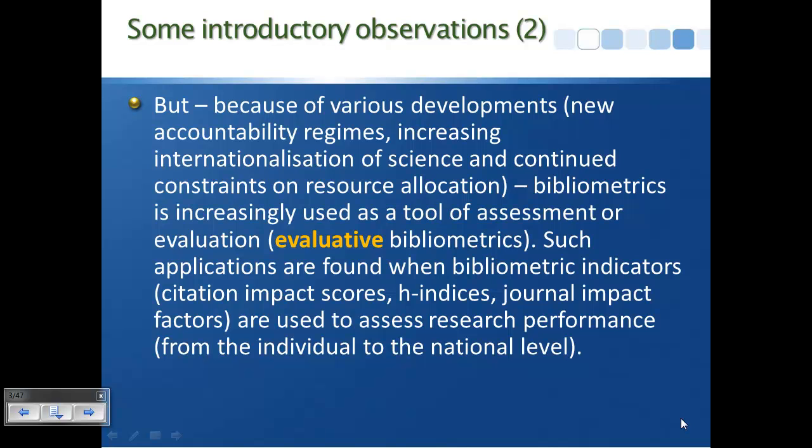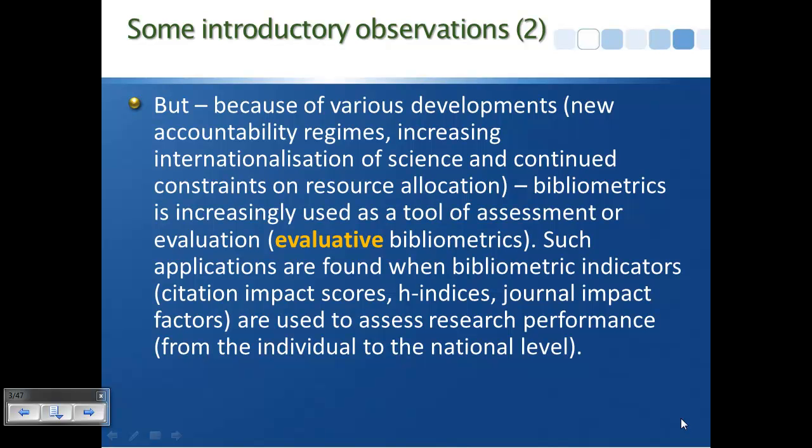And part of the way to do that is to show we publish certain things, we get cited, etc., etc. So we have new accountability regimes, and we see that in South Africa, funding agencies like the Department of Education and the NRF, they all require reporting on what you do with their money. And part of those reporting, bibliometrics start to come in.